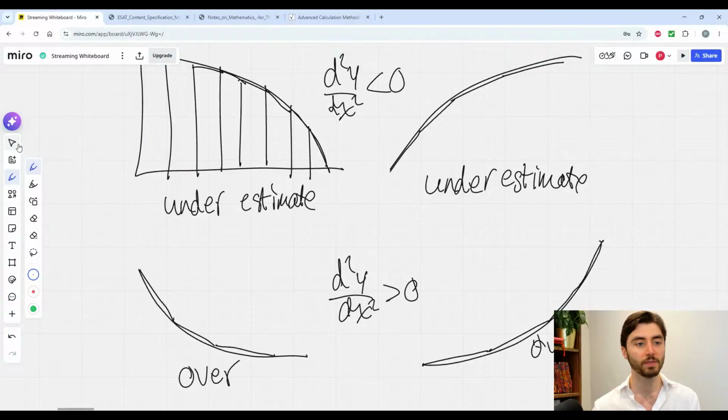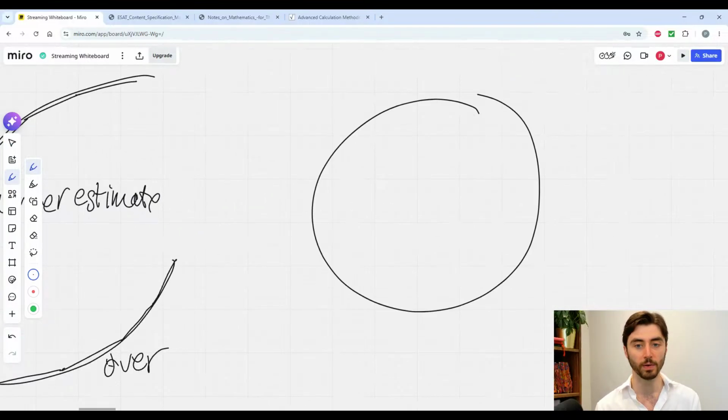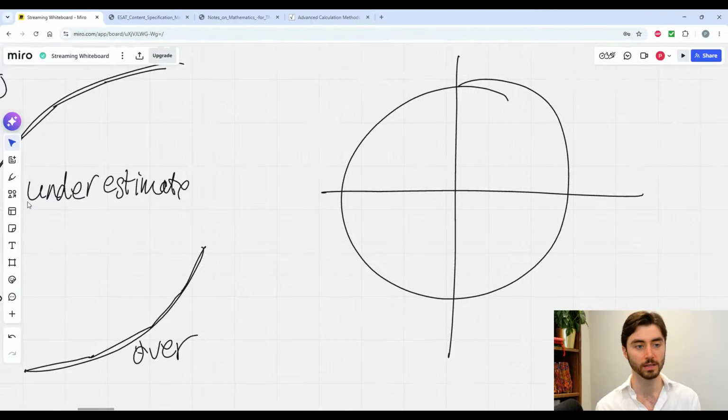You can kind of think of this as, if we were to draw a circle, this would kind of contain them all, right? So here, these ones would be your underestimates. If your curve goes like this or like this, then it's an underestimate. And if they go like this or like this, then it's an overestimate.